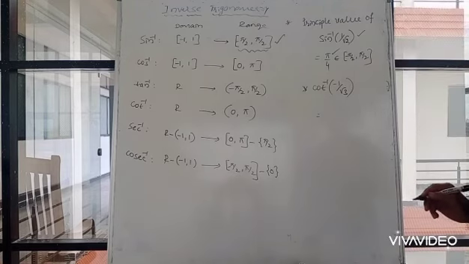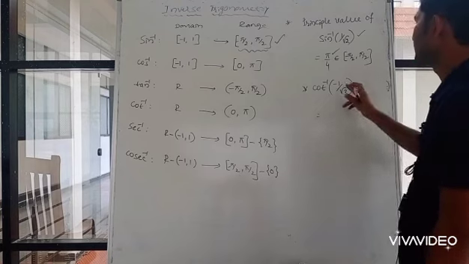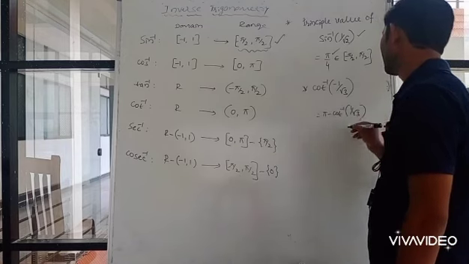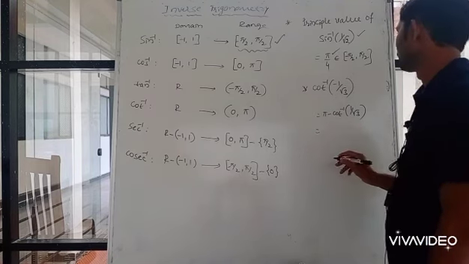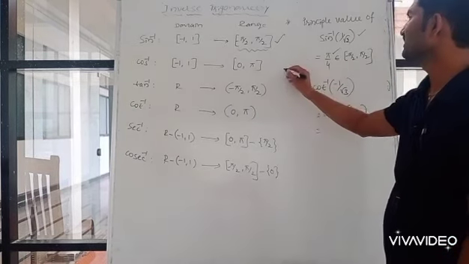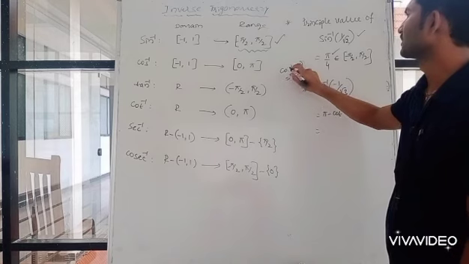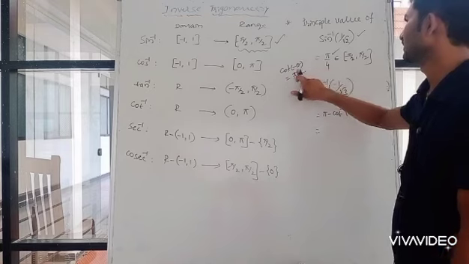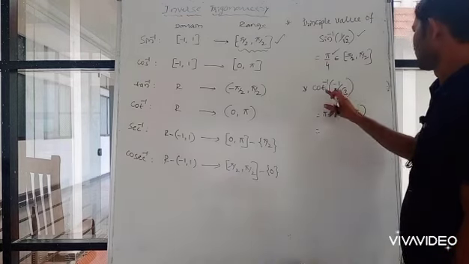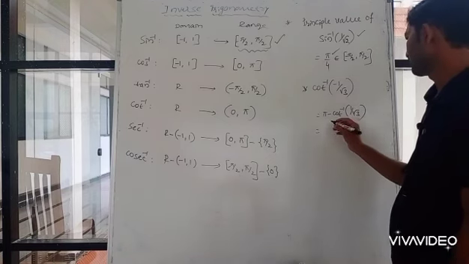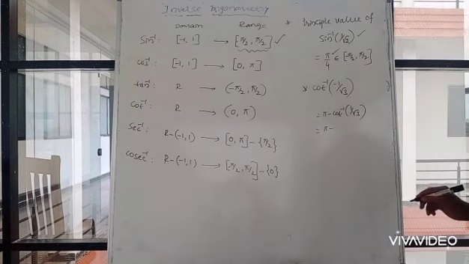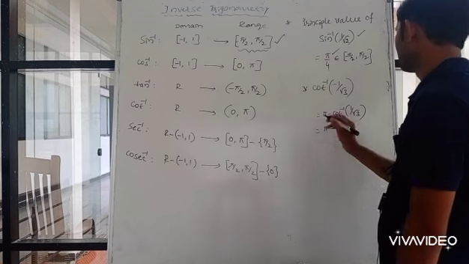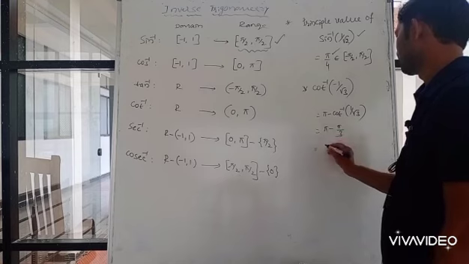Here there is a minus sign inside. If it is minus, we write pi minus cot inverse of 1 upon root 3, because cot inverse of minus x is equal to pi minus cot inverse of x. Cot inverse of 1 by root 3 means which angle? Pi by 3. So pi minus pi by 3 is equal to 2 pi by 3.